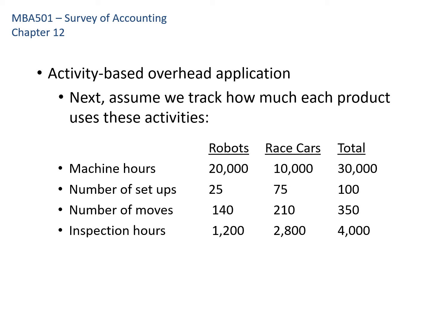So robots consume 20,000 machine hours. They have 25 setups that I do over the course of a year, 140 moves, and 1,200 inspection hours. And you can see the same figures for race cars. So now I know my total machine hours, my total setups, total moves, and total inspection hours.